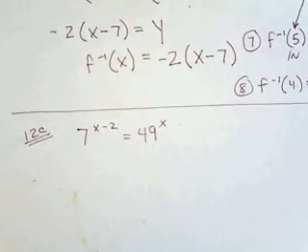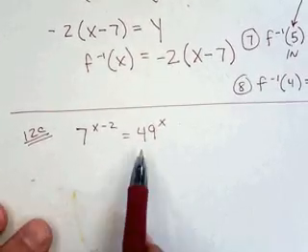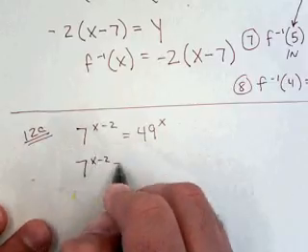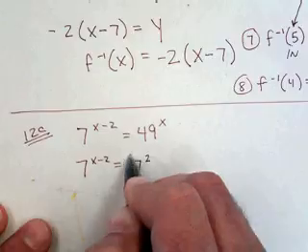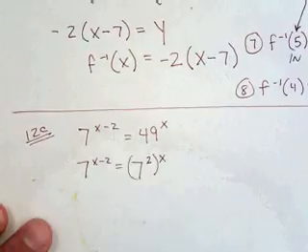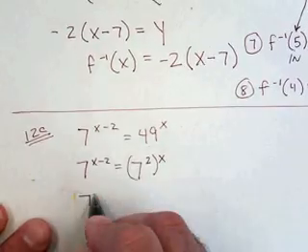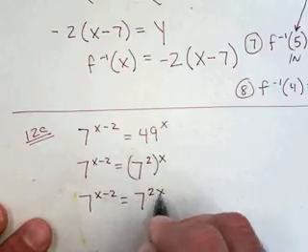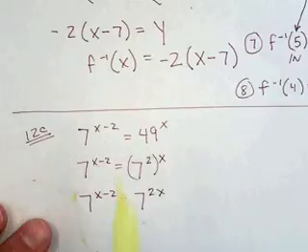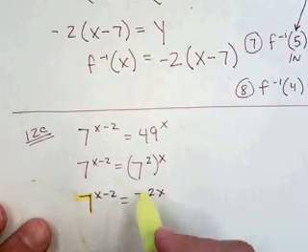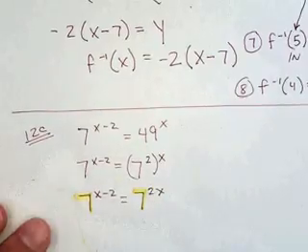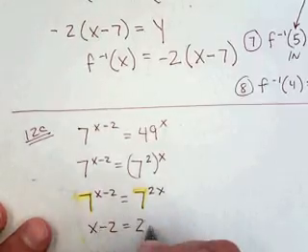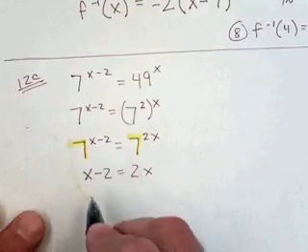Finally, we have 12c, and it's 7 to the x minus 2 equals 49 to the x power. One way to do 12c is to recall the way that we did this problem way back earlier in chapter 5. We rewrote 49 as 7 squared, and we got 7 squared to the x. Then we would multiply the 2 and x to get 7 to the 2x power.